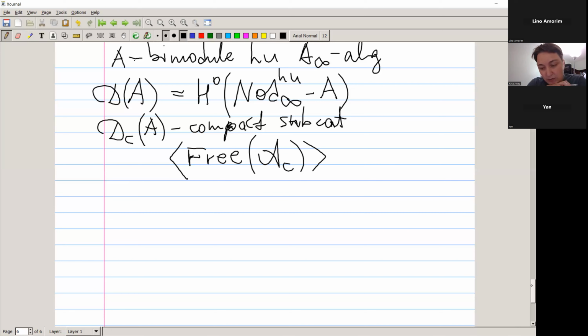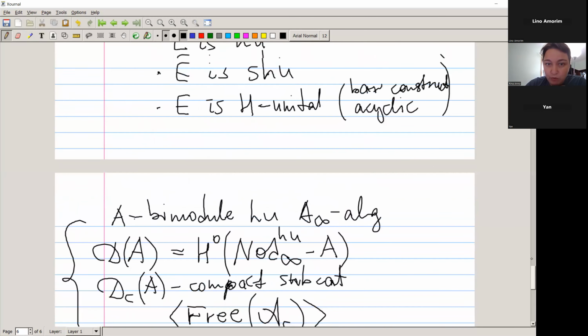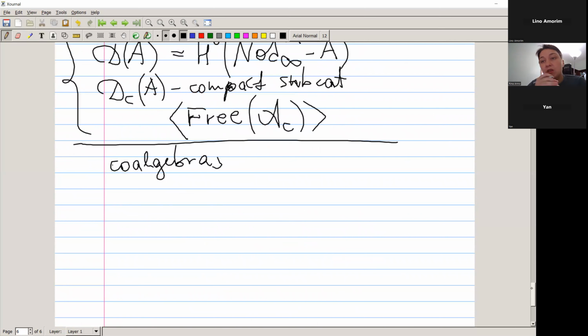So because we want to work with comodules, we want to restrict the pool of coalgebras. For certain specific nice coalgebras, the same kind of thing works, coalgebras for which all the previous results work, and for which we can then define the derived category, where each object is going to have a free resolution.